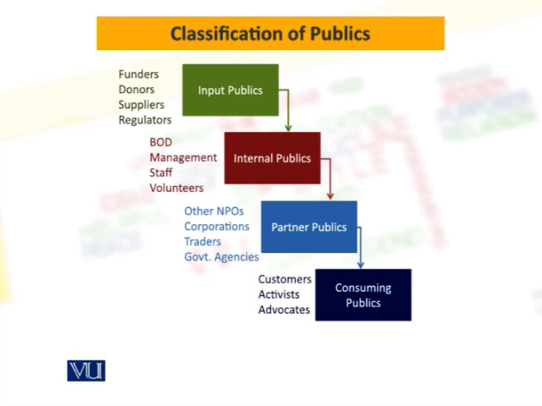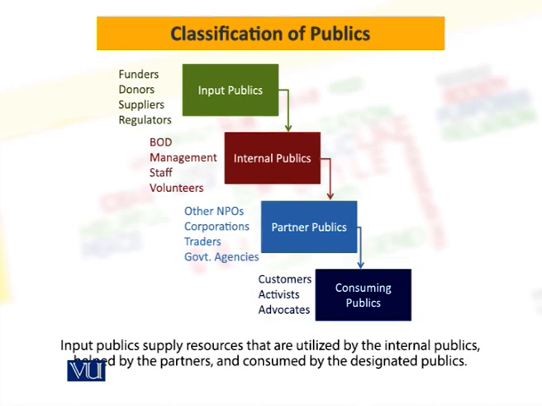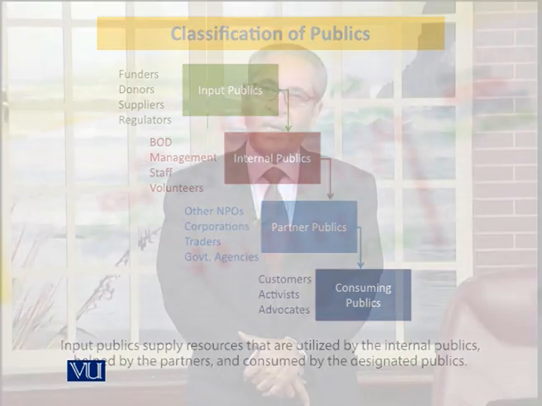But the important thing about all this is that input publics, right on the top, supply resources that are utilized by the internal publics, which is the second stage, helped by the partners, which is the third stage, and consumed by the designated publics, that is the consuming publics. And that's where the target market lies. With this understanding, all I can say is that we have laid the ground for carrying out the analysis, which is going to be about the four elements of it: strengths, weaknesses, opportunities, and threats.